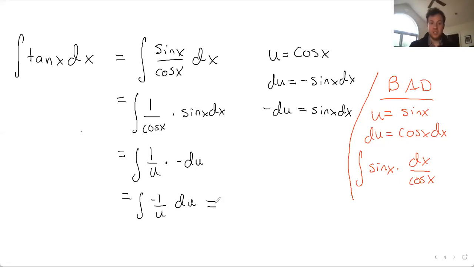As we saw in a previous example, this isn't a power rule problem, even though it is u to the negative 1. This is a natural log integral. And then we can replace u with what it was when we did the substitution, cosine. And that's the integral of tangent.